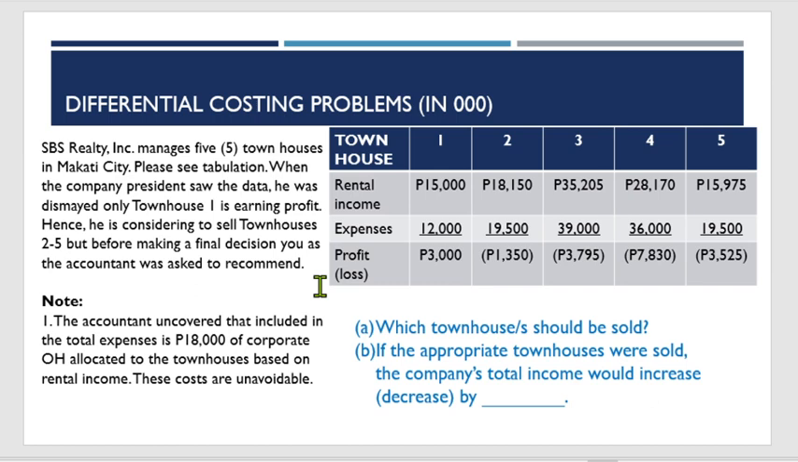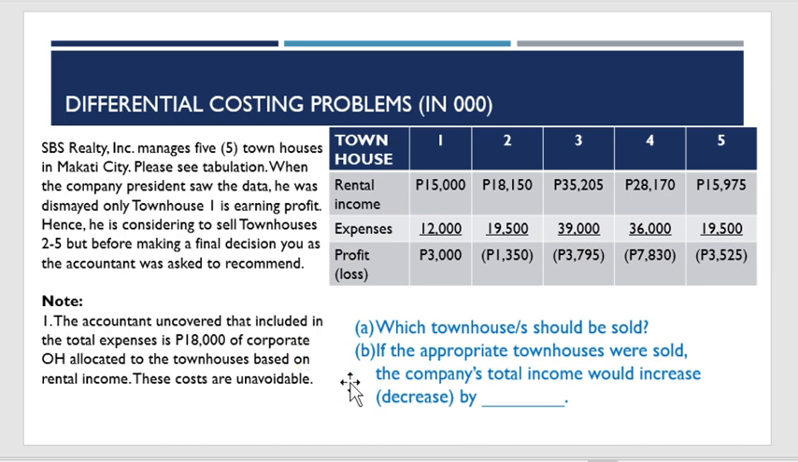So, one, the note is what the accountant uncovered. You were asked to recommend: are we going to sell the townhouses, the townhouses which are incurring an apparent loss? The accountant uncovered that included in the total expenses is 18,000. Please remember that the figures are in 000, meaning they are in thousands, of corporate overhead allocated to the townhouses based on rental income.